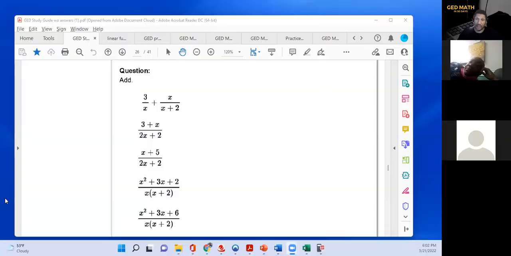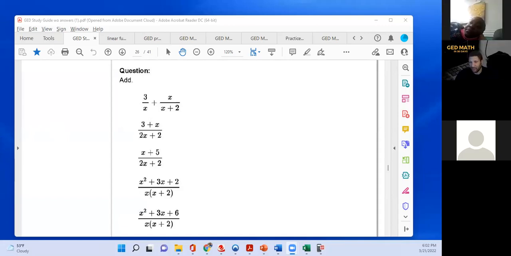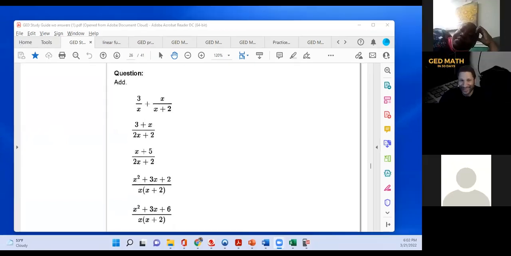So I had several questions this week about adding or subtracting, or what I call combining rational expressions. This is from the GED study guide, and I have some examples like this in my practice test also. Would anybody know how to do this problem? Look at that, 3 over x plus x over x plus 2. Just looking at that makes my brain hurt. But this is actually not a hard problem.